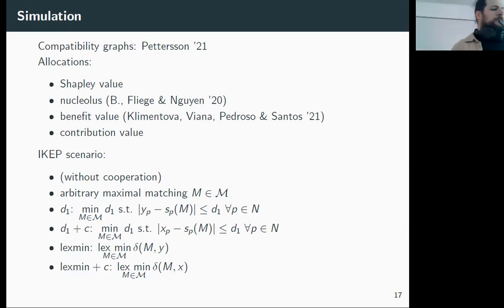What we can also do is minimize the largest deviation without adjusting from round to round with credits. So all we care is every round we're given a Shapley value. We're trying to get as close to it by minimizing the largest deviation. We can do the same with adjusting it with credits. And we can do lexicographical minimization with or without credits.